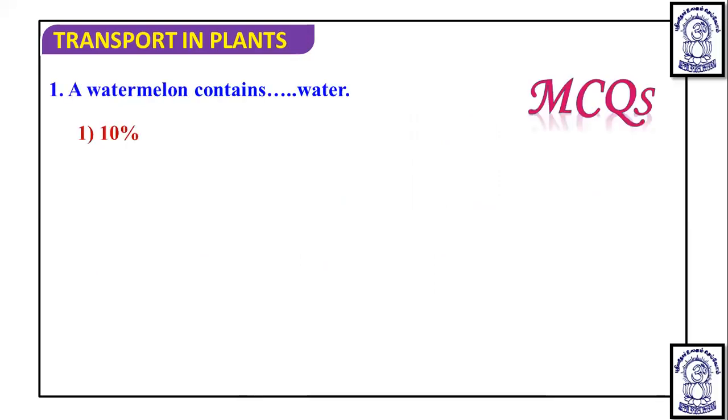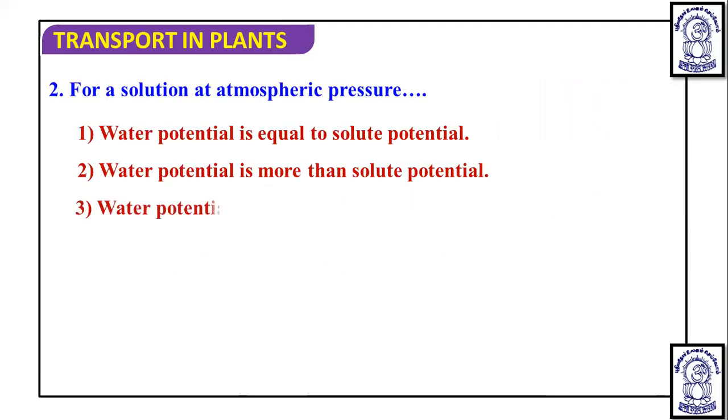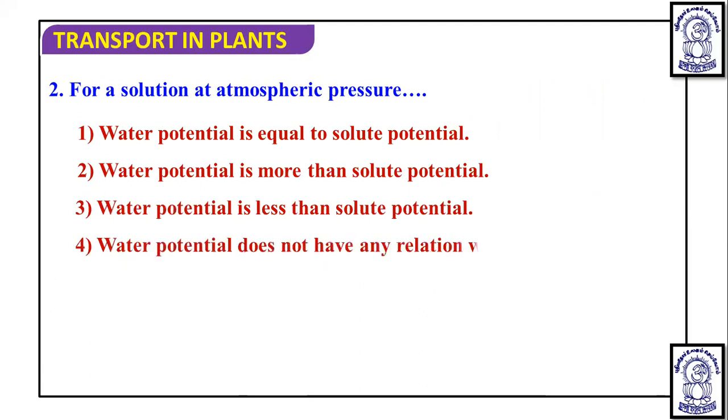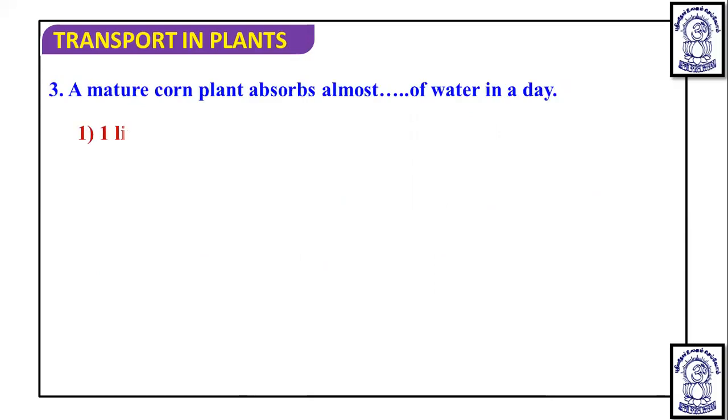Now, after osmosis, if we talk about some questions: a watermelon contains a certain amount of water, and we have discussed that it has too much water, 92% water. And for a solution at atmospheric pressure, water potential is equal to solute potential. Actually, this is a question of water potential, which we will discuss. And a mature corn plant absorbs almost 3 liters of water in a day.